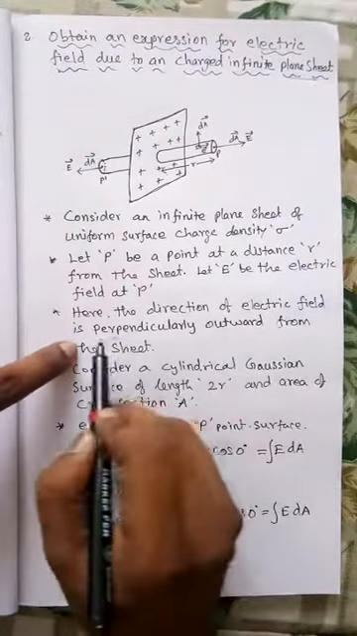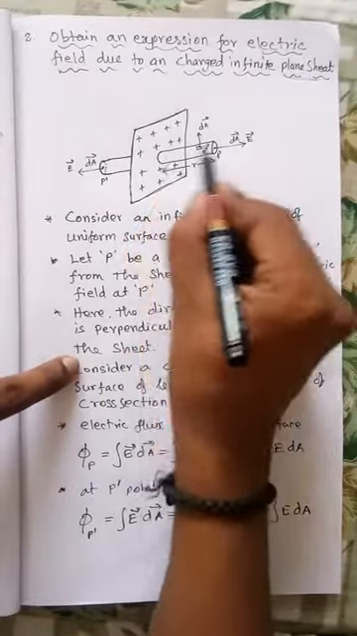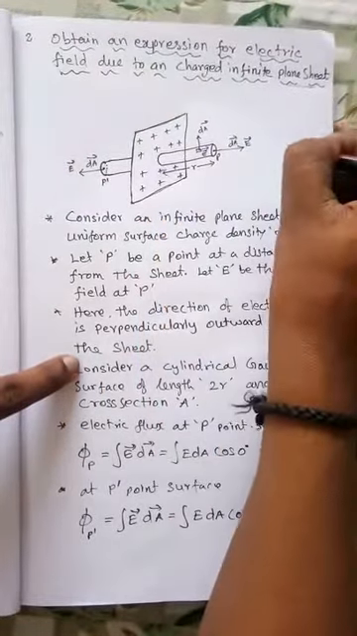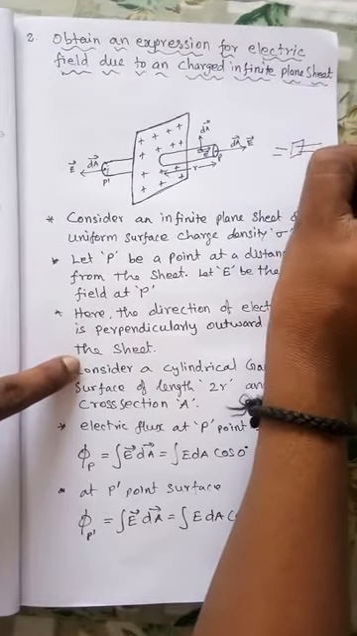Here the direction of the electric field is perpendicular, outwards from the sheet. The direction of the electric field is outwards. It's moving outwards in all directions because of the positively charged plate. This is the electric field moving outwards.